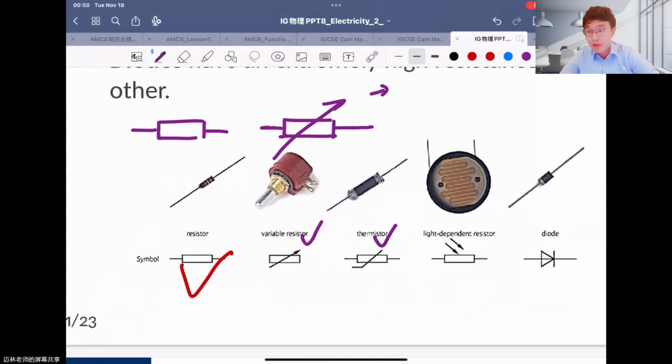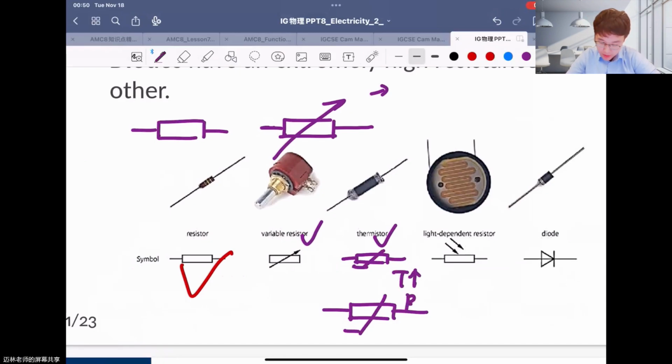And another is thermistor, like here, thermistor. So thermistor is a very interesting resistor, and it's shown like this way. And the resistance changes with temperature changes. Like here, this is a thermistor. Okay, you can draw it like this way. And when the temperature increases, that will make the resistance decrease.